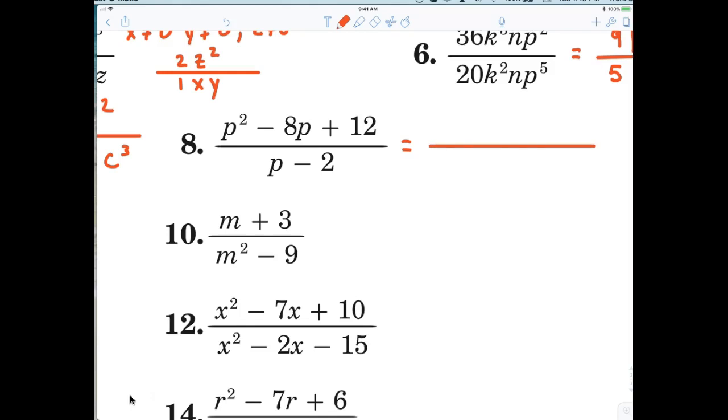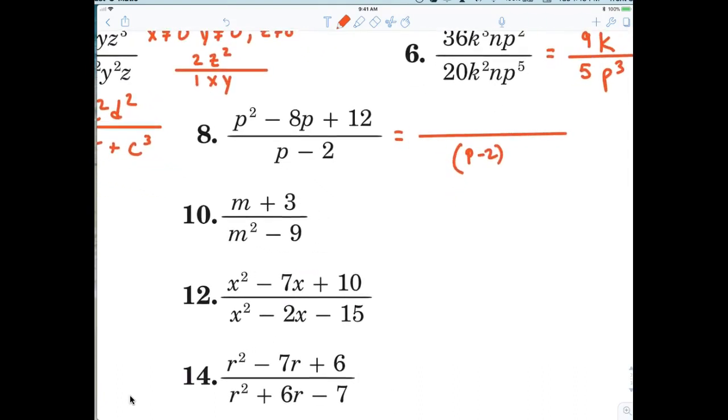Number 8. Now, the denominator is p minus 2. Does everybody agree? Now, since we're working on reducing, what factor do you think is on the top? P minus 2. Very good. How did I know probably p minus 2 is going to be on the top? Because it's on the bottom. Do they agree? So now p, and I want it to be positive 12, so that'd have to be p minus 6. And if you want to double check, negative 2 and negative 6 makes the what? Negative 8. Do they agree with me?